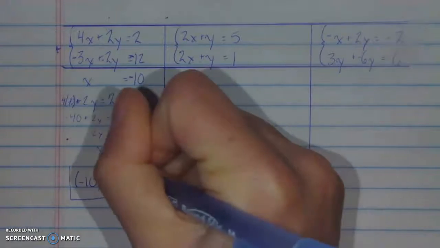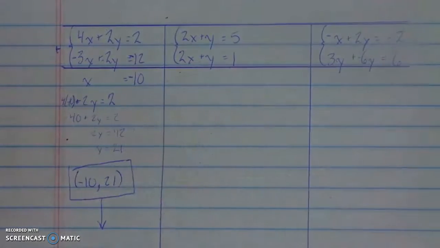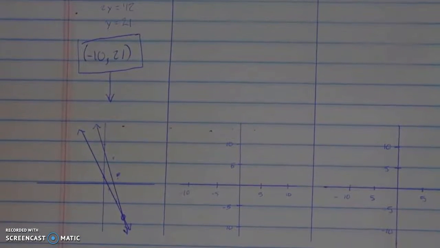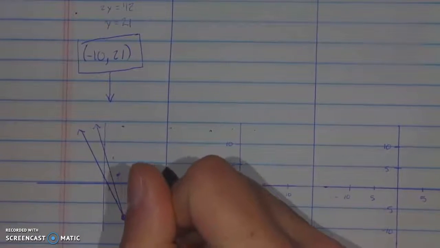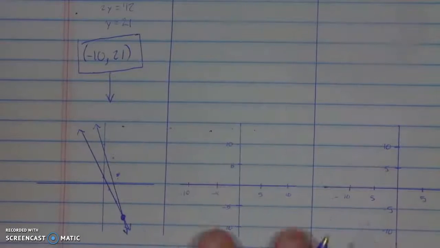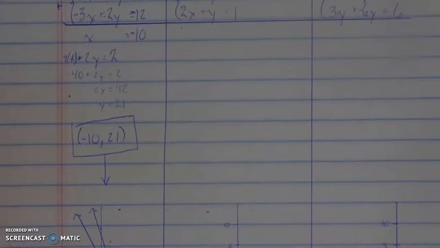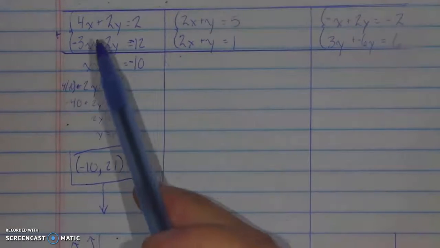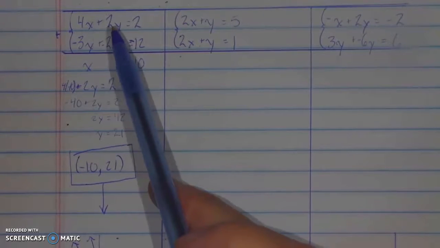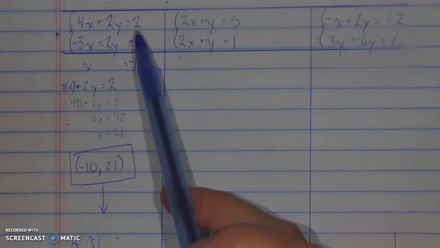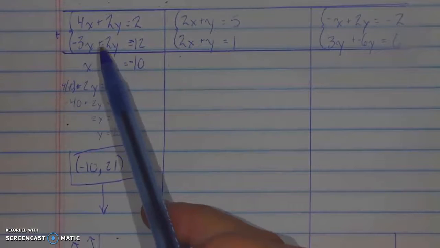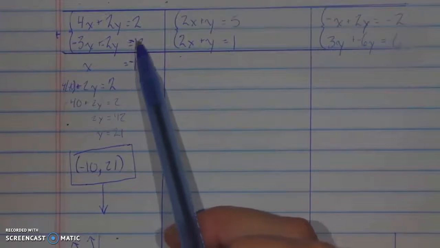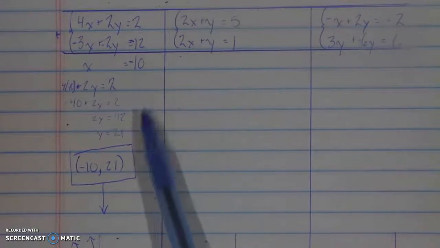And remember that this solution tells us that this is the point these two lines have in common, or this is that point of intersection that you find when you graph. It's the point that's on both lines. And I also know that were I to put this point into either one of these equations, it would end up with a true statement. So 4 times negative 10 plus 2 times 21 should actually equal 2. And negative 3 times negative 10 plus negative 2 times 21 should give me an answer of negative 12.